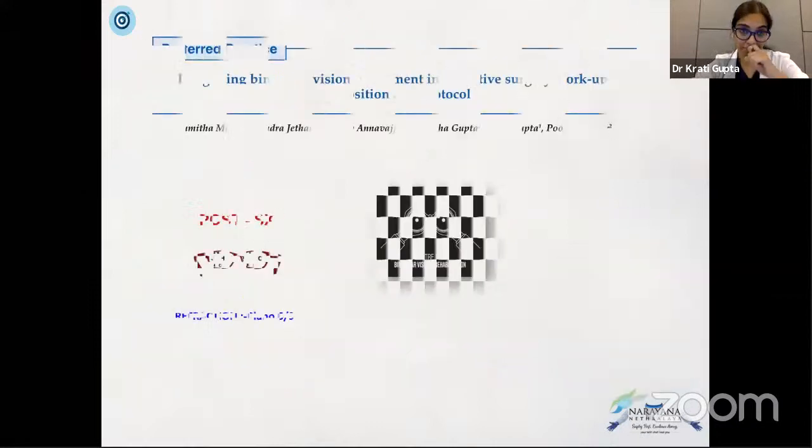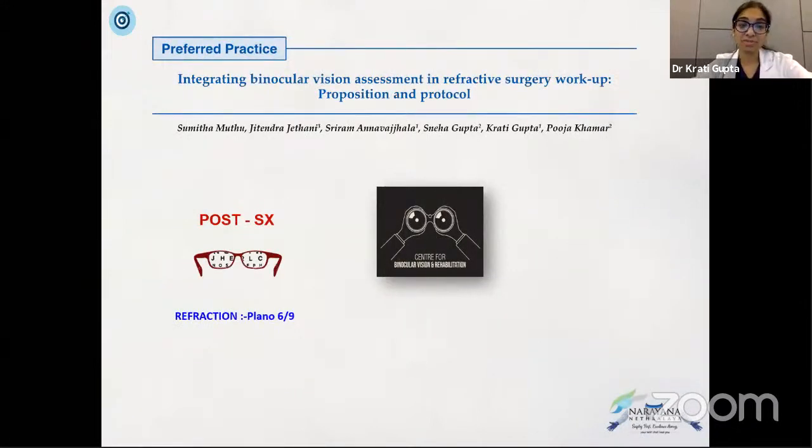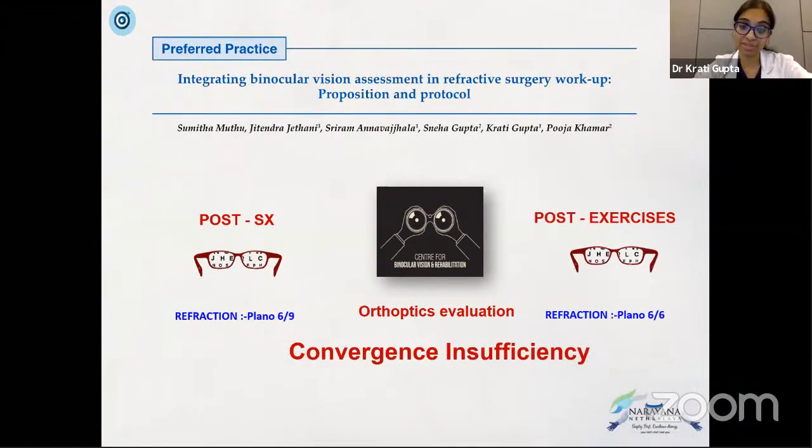Next slide, please. But since the patient was not improving to 20/20, we decided that we'll also do an orthoptic examination for this particular patient, and we found that he had convergence insufficiency. Following office and home-based exercises, the patient's refraction and uncorrected visual acuity improved to plano 6/6.